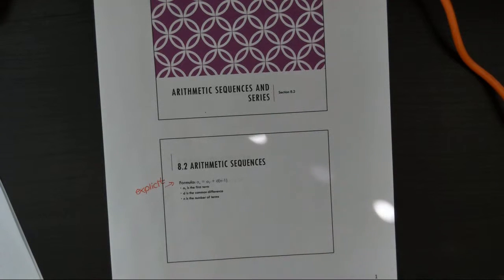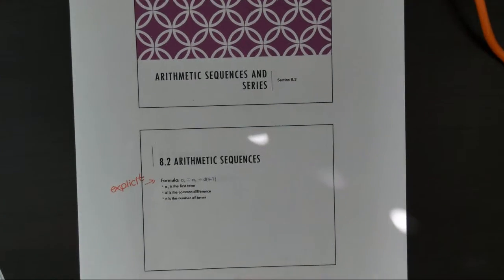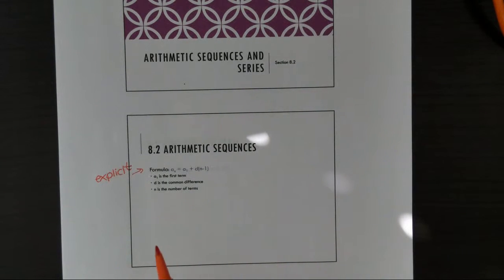a sub n equals a sub 1 plus d times n minus 1. I'll zoom in just a little bit. In that formula, a sub 1 is the first term of the sequence, d is the common difference between consecutive terms, and n is the number of terms.